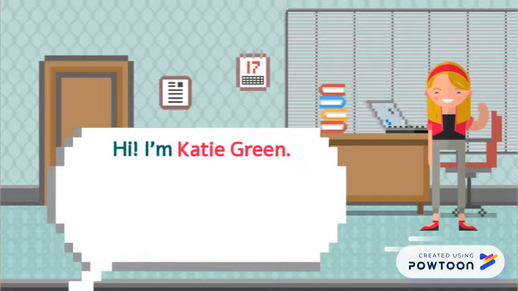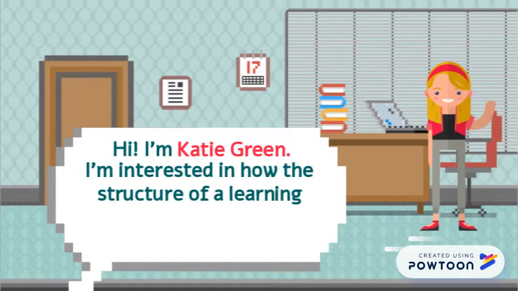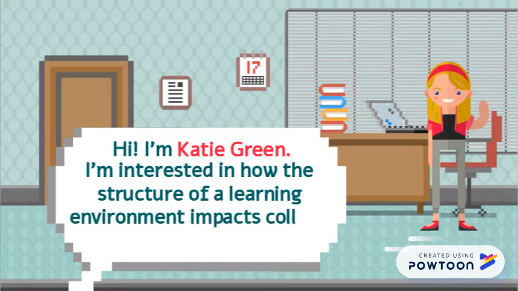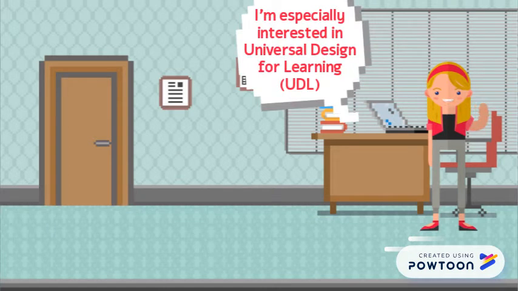Hi, I'm Katie Green. I'm interested in how the structure of a learning environment impacts perceived and actual academic achievement in college students. I'm especially interested in universal design for learning and how UDL-aligned practices may enhance those learning environments, and subsequently, the experience and educational achievement of diverse learners.